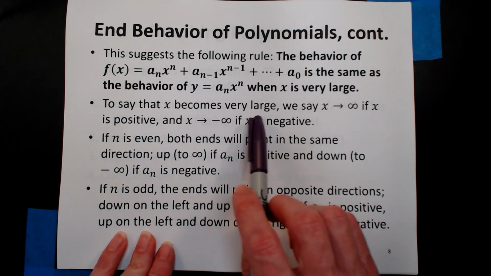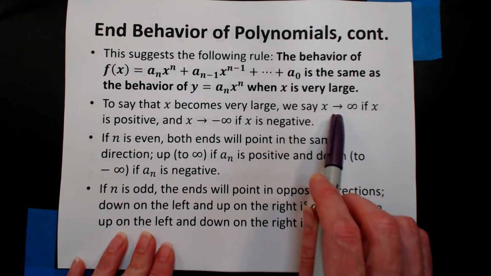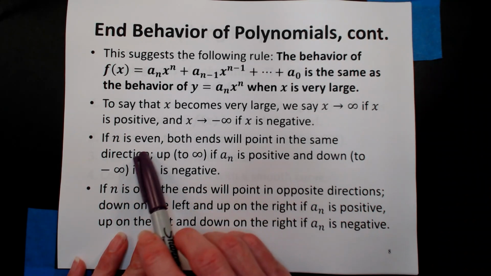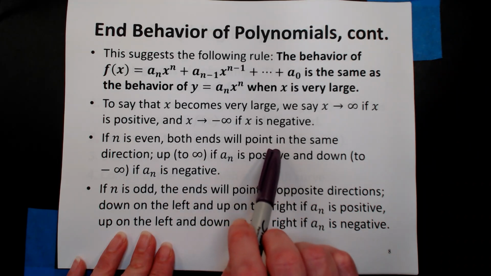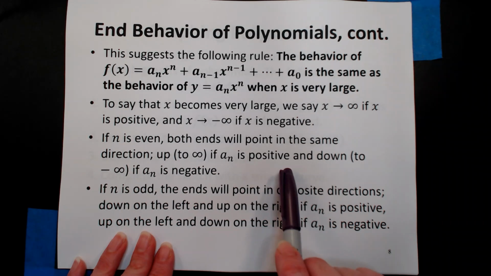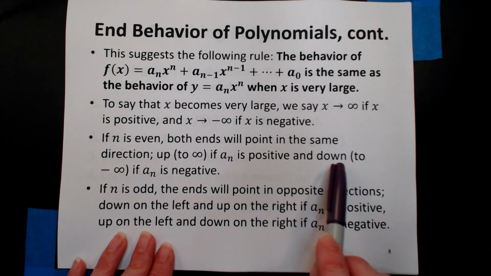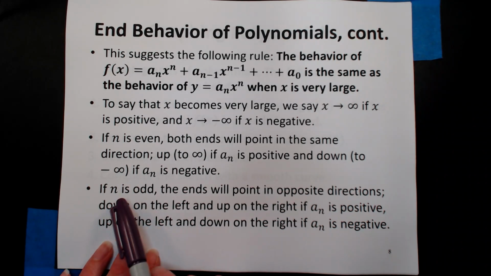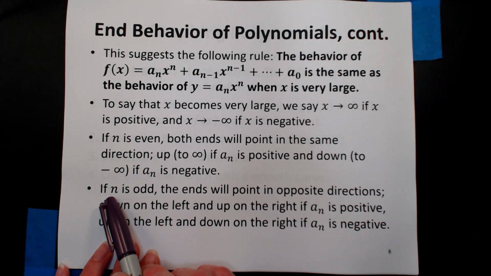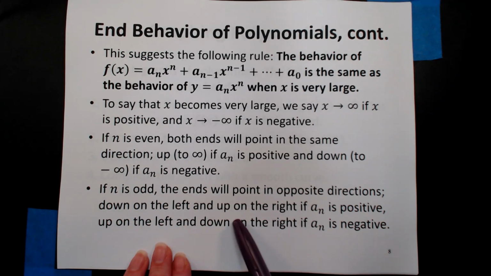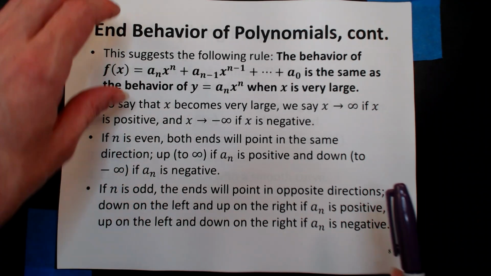To say that x is very large, we say that x approaches infinity if x is positive, and x goes to negative infinity if x is negative. If n is even, both ends will point the same direction, up to infinity if a sub n is positive, and down to negative infinity if a sub n is negative. If n is odd, then the endpoints will point in opposite directions, down on the left and up on the right if a sub n is positive, up on the left and down on the right if a sub n is negative.